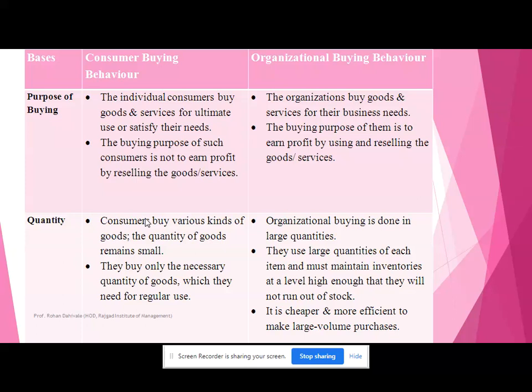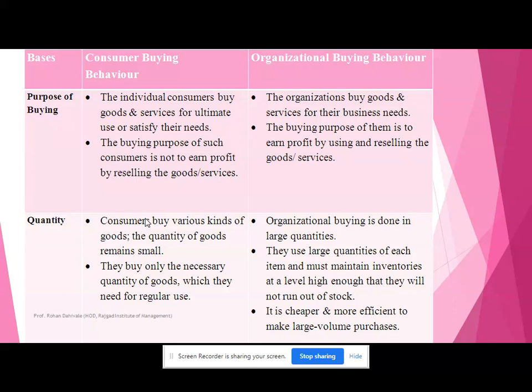So individual consumers are buying the products for consumption. In organizational buying behavior, the organizations buy the goods and services for their business needs. What is the buying purpose? The buying purpose of organizations is to earn profit, maybe by using or by reselling various goods and services.